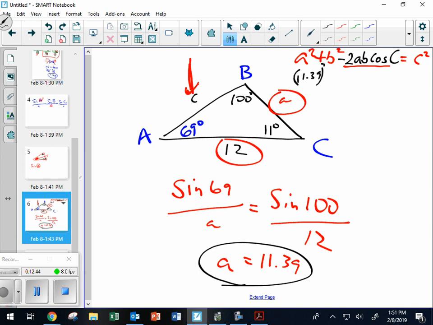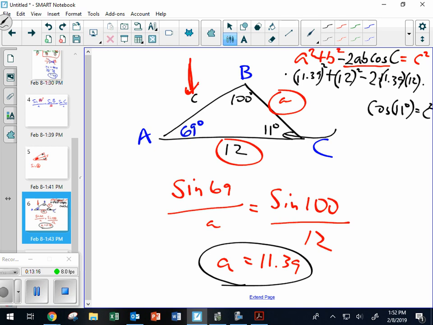11.39 squared plus B, little b is 12, minus 2 times A, well, I just said that one, 11.39 times B, which is 12, times cosine of C, well, there's C, which is 11, is equal to C squared. What do you get at the end? You're equaling C squared, therefore you have to take a square root to find out what C is.